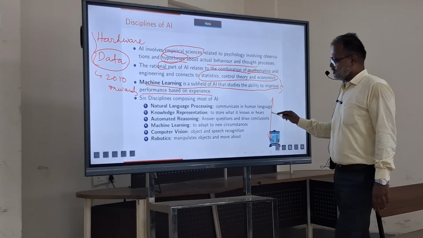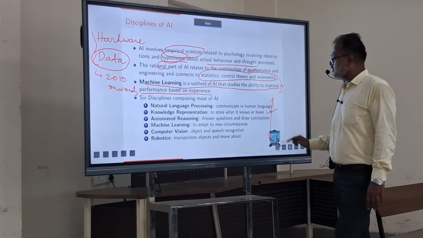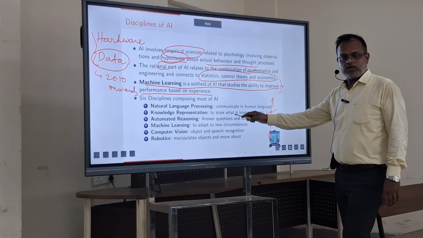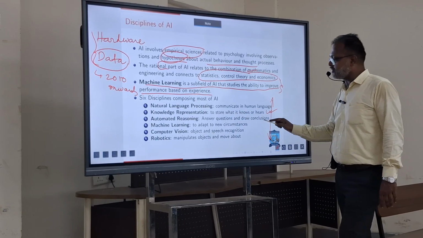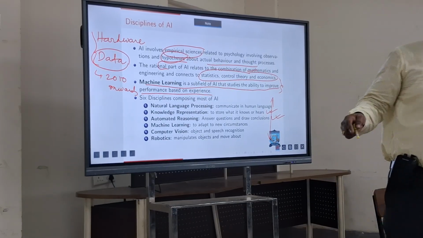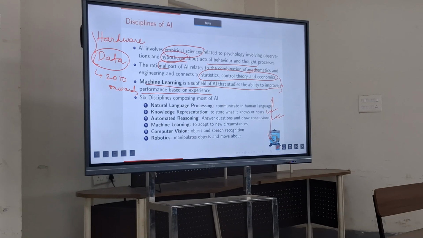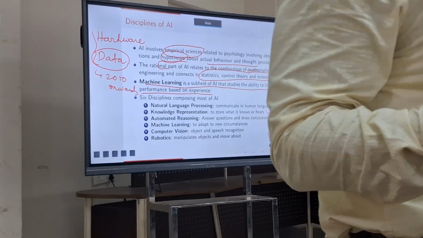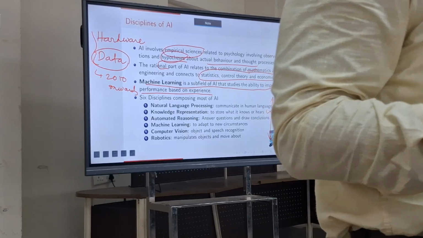Then knowledge representation, to store what it knows or hears. So this one will be our module 2, knowledge representation. Automated reasoning, answer questions and draw conclusions. So I told you, nowadays you can simply put a GATE question to Gemini and it will give you a step-by-step answer. Okay. So they say that the coaching center future is very bleak because of this. Because any questions you ask, you can find from the internet. Step-by-step solution.